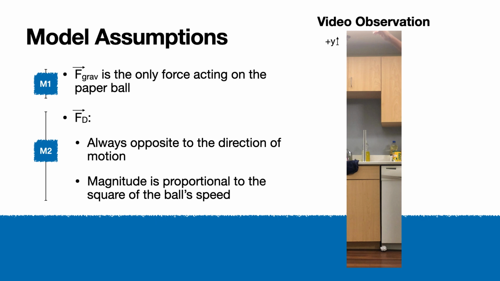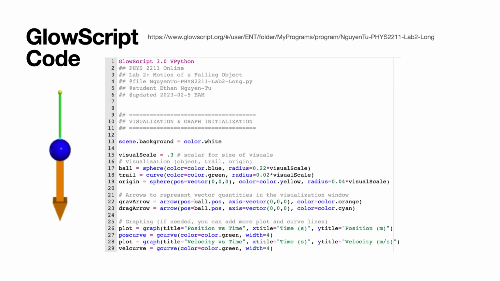For the assumptions used in Model 1, I assume that gravity is the only force acting on the paper ball, with air resistance having a negligible effect. On the other hand, I include the effect of drag in Model 2 under the assumption that the force of drag is always opposite to the direction of motion and that its magnitude is proportional to the square of the ball's speed. Shown here is the GlowScript VPython code behind the models for this lab.